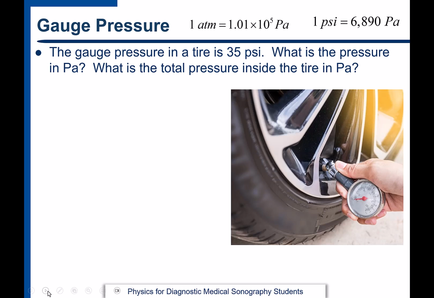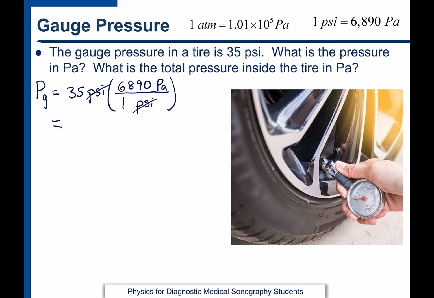So again, the gauge pressure is given. The only issue here is it's given in pounds per square inch, and we want to convert that to Pascal. So in this case, we need the PSI on the bottom and Pascal on the top. So the PSI cancels with PSI. And if you do that, you'll find that the gauge pressure inside the tire is 2.41 times 10 to the 5th Pascal. So that's our gauge pressure.